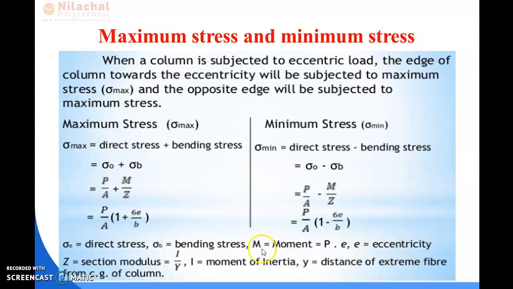So moment you can calculate by multiplying force into eccentricity, as we know that moment is equal to force into distance. So here force is P and distance is E. After that, Z is the section modulus, which you can calculate by I by Y, where I is the moment of inertia and Y is the distance of the extreme fiber from the CG of the column.